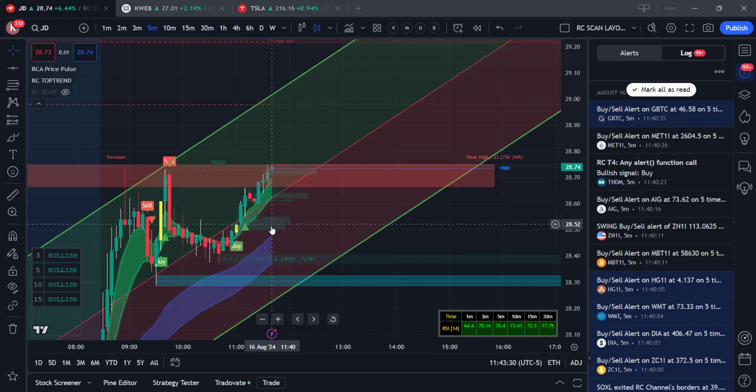So like that, by looking at the confluence, by looking at the setup, we can decide whether to go with the same day expiry, whether to go with next week expiry, whether to go with calls, puts, or whether to do bull put spreads, bear call spreads.